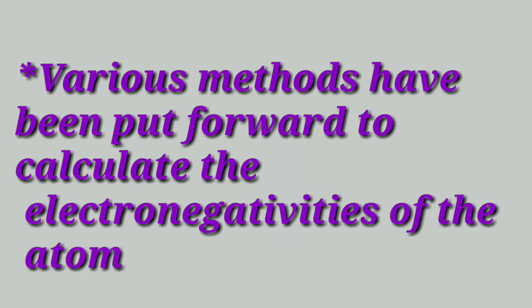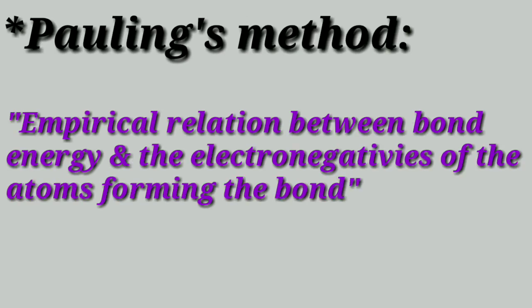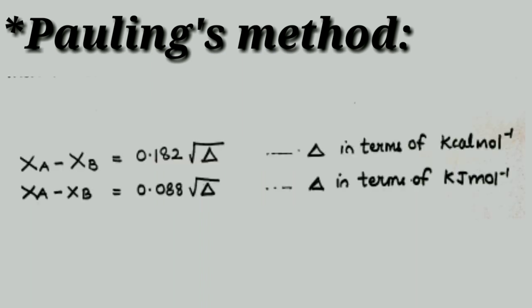Students, various methods have been put forward to calculate the electronegativities of atoms. Let us discuss Pauling's method. Students, according to Pauling, the electronegativity difference between two atoms is equal to 0.182 square root of delta, where delta is the resonance energy in kilocalories per mole. In SI units, this becomes 0.088 square root of delta, where delta is in kilojoules per mole.